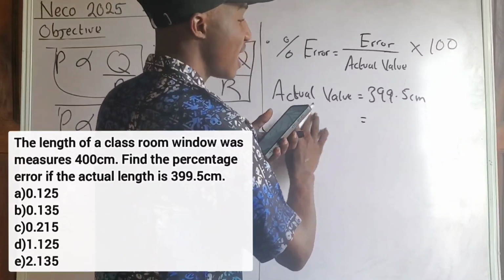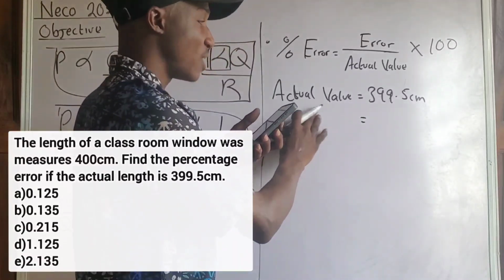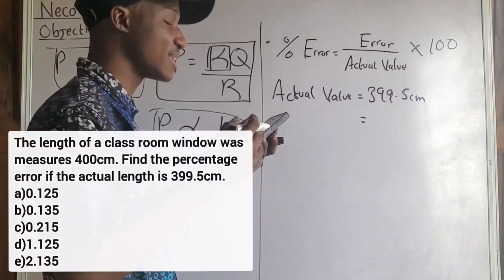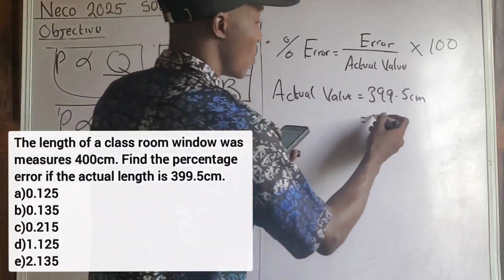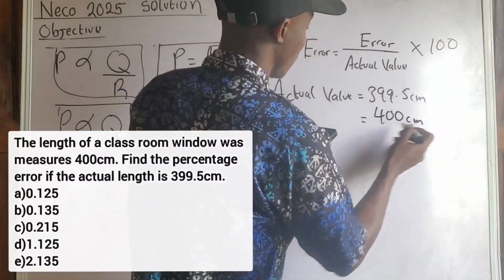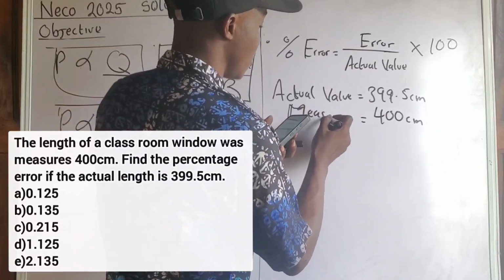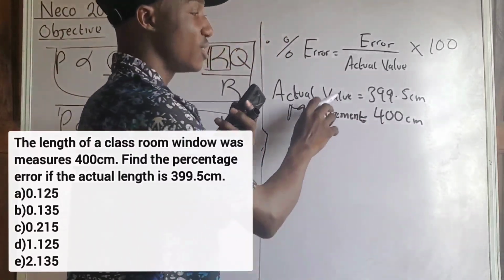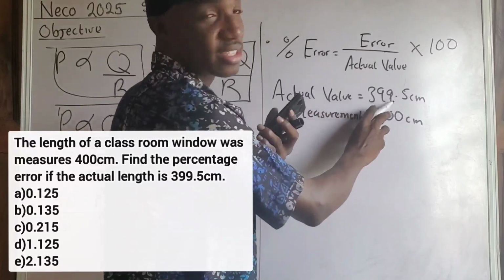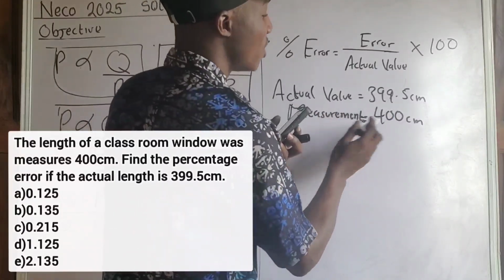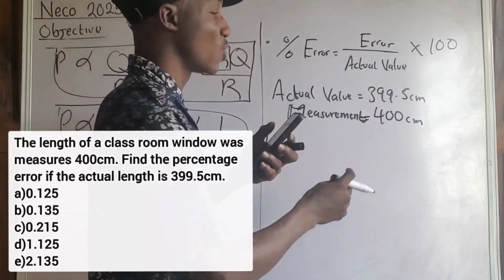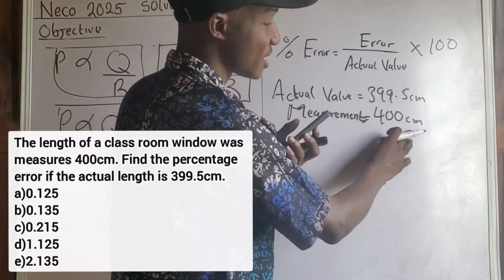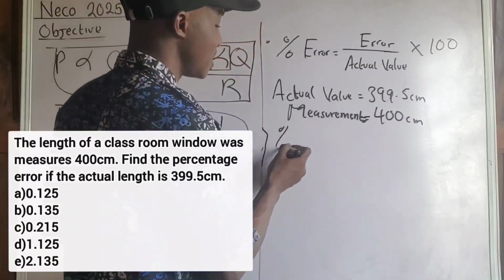Now, this length, the real value, you understand? Now, when they made a mistake, they measured this length as 400 centimeters. So the actual value of the length is what? 399.5 centimeters. You get it? Now, there is a mistake in the measurement, so they end up measuring 400 centimeters.